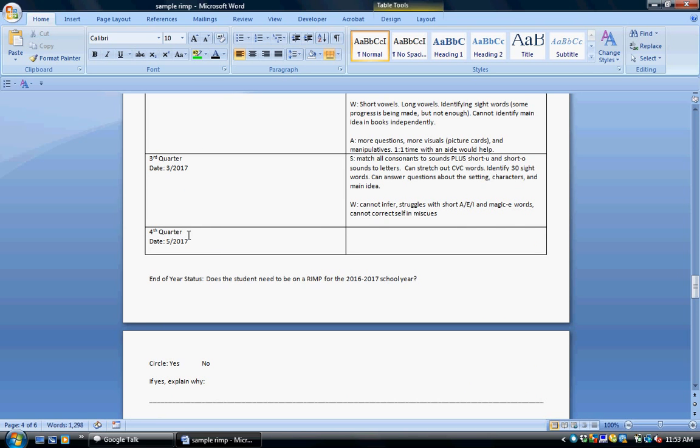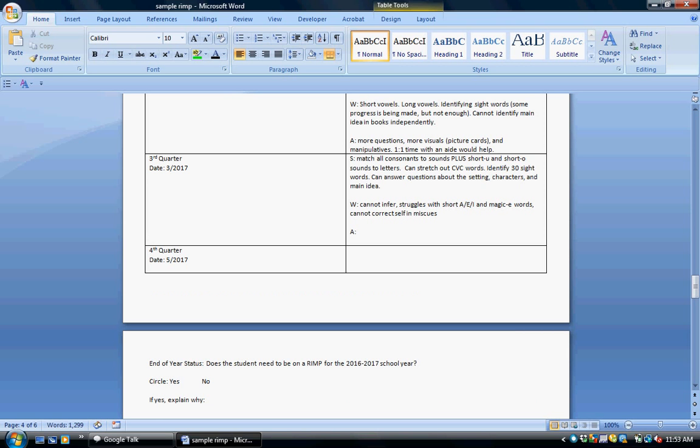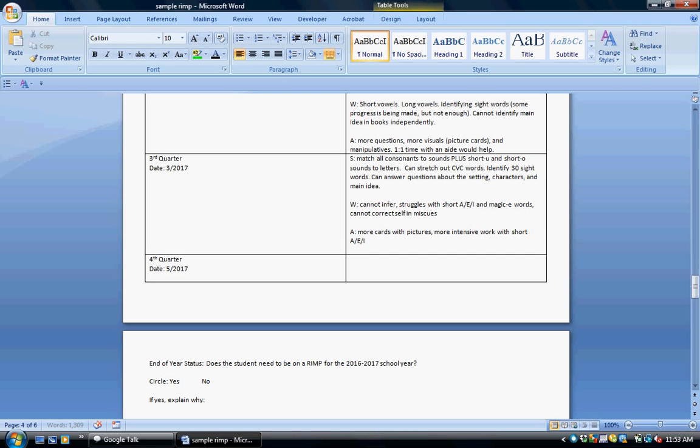This is where it all boils down. Adaptations for next time. We need to do more picture cards. That's how we got the character stuff. We do more intensive work with short A, E, and I vowels. And we need to do more sight word work in context. This is all based on your observation.